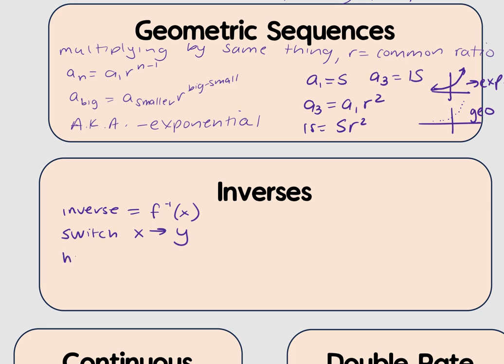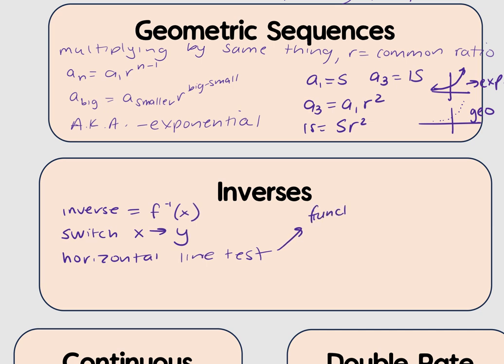All of those things, we just switch the x's and y's. And then we use the horizontal line test to determine if it has one. But we talked about this last week with the FRQ. If it fails the horizontal line test and it asks you to describe why, you cannot say it doesn't have an inverse because it fails the horizontal line test. What you can say is it's not one-to-one.